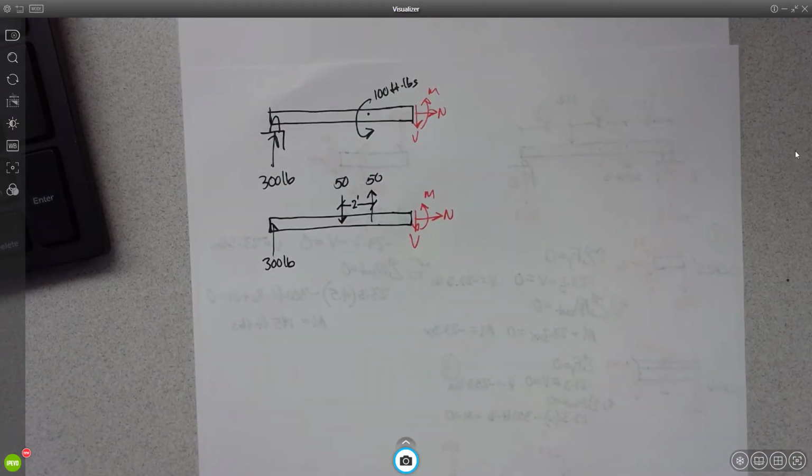Not exactly. Moment and torque are not exactly the same thing. They can be used interchangeably, like in physics, they might use them interchangeably, but yeah.